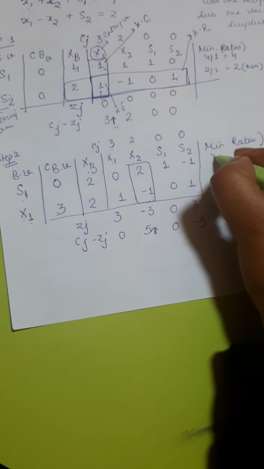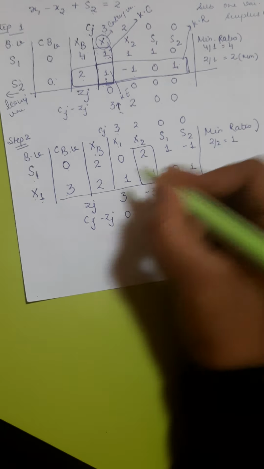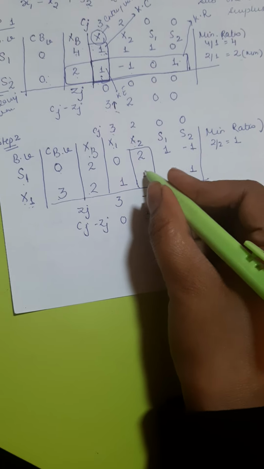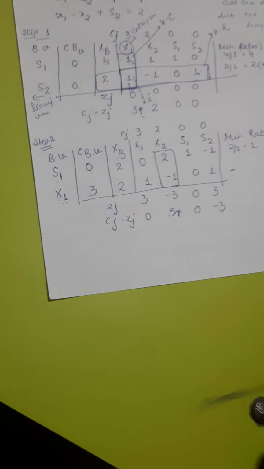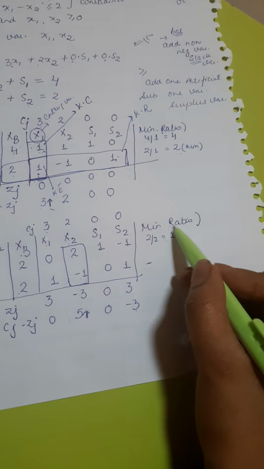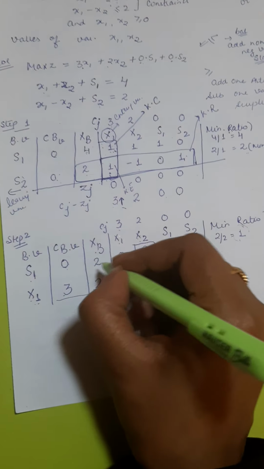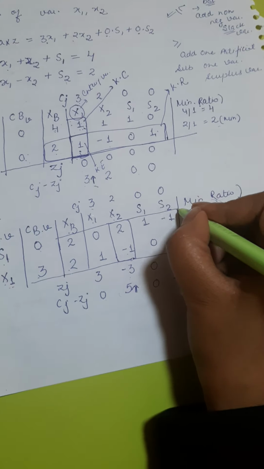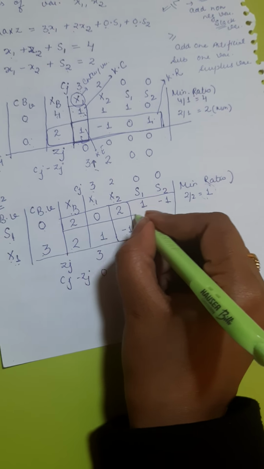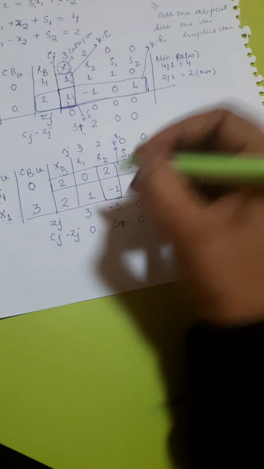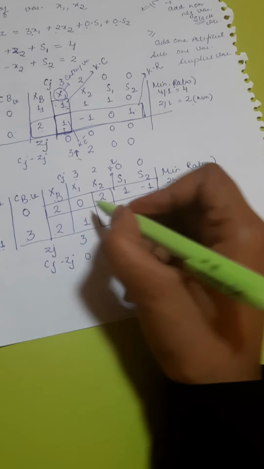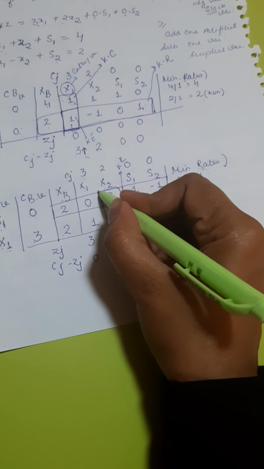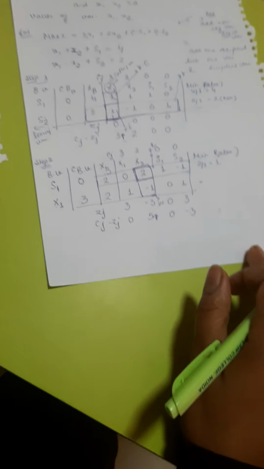2 divided by 2 is 1. 2 divided by minus 1, but since it is negative, we'll not take the negative values. So by default, the minimum number is 1. So this one is the minimum key row, this one is the key column, and they intersect. Now which one is the intersecting number? Here in this case, 2 is the intersecting number.